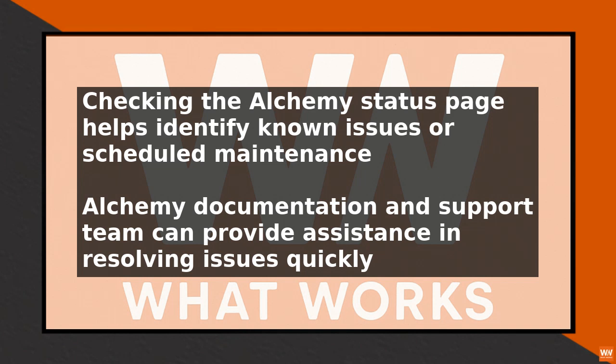In conclusion, troubleshooting the Alchemy REST API requires a systematic approach that involves checking your API credentials, verifying your API endpoint, checking the API request, checking the error message, and checking the Alchemy status page. By following these steps and best practices, you can quickly identify and resolve issues with the Alchemy REST API and get back to building your blockchain-based application.